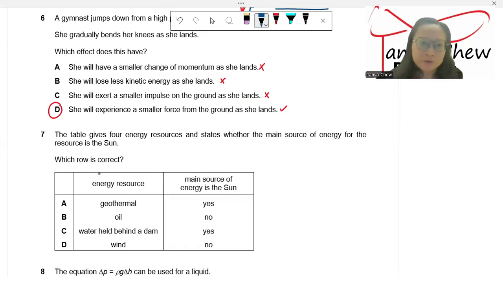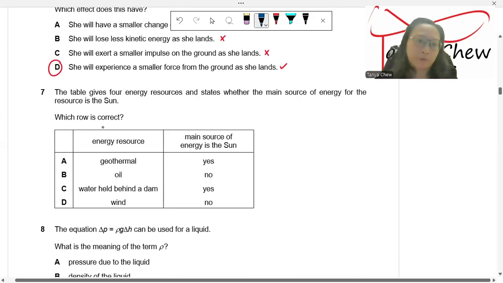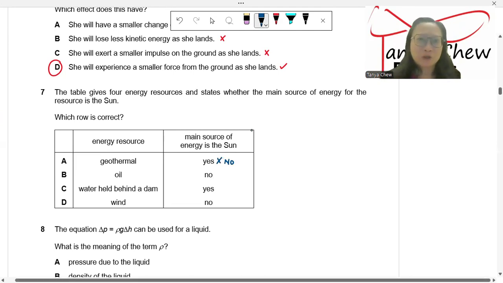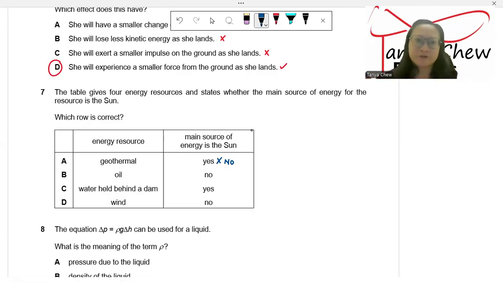Number 7, the table gives 4 energy resources and states whether the main source of energy for the resource is the sun. Which row is correct? So let us look at A. A is geothermal. The main source of energy is definitely not the sun. This is a no here. Why? Because geothermal is the energy from the inner core of the earth. It does not depend on the sun. A cannot be your answer.